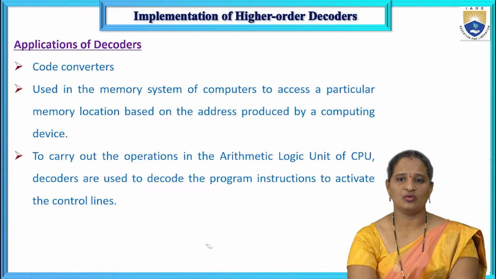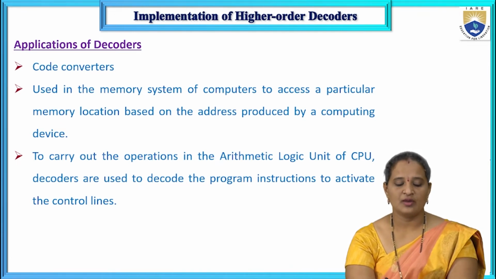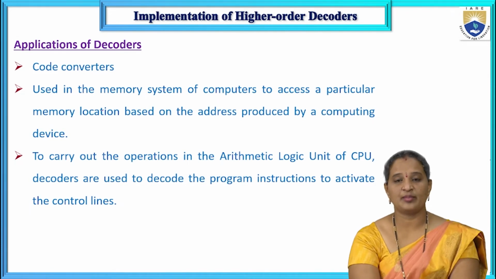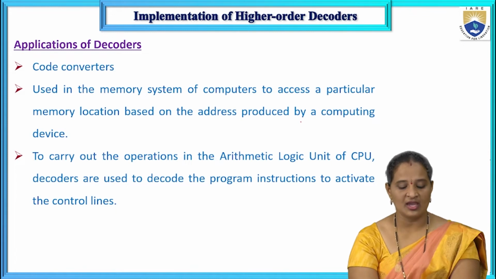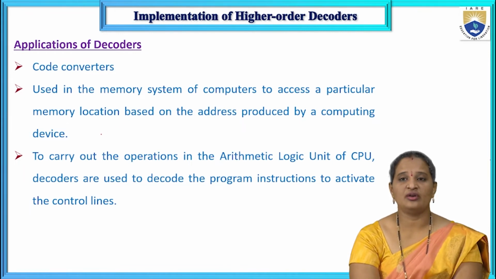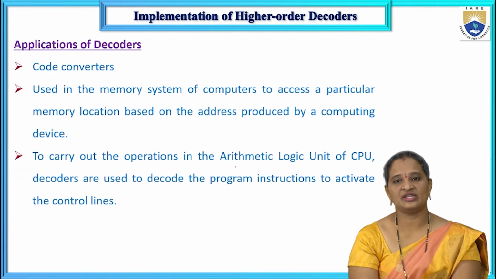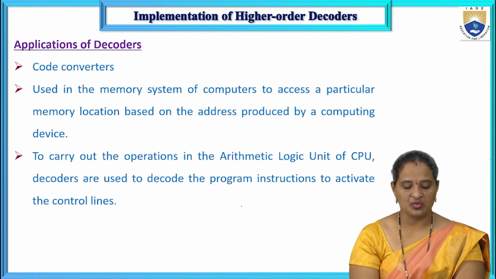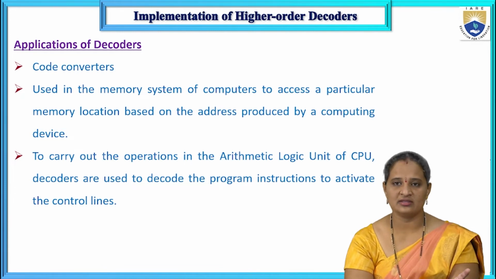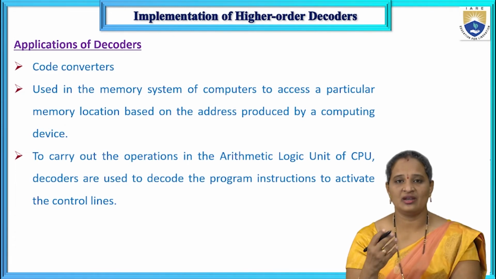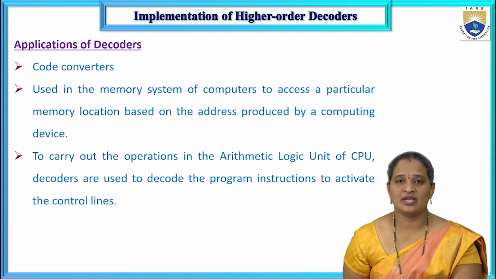Now, what are the advantages of decoders? Where can we use them? What are the applications of decoders? We can use decoders in the design of code converters, and in the memory system of computers to access a particular memory location based on the address produced by the computing network. That means address decoding, mostly used in microprocessors. To decode the address of a memory location, we always use decoders. One more application is carrying out operations in the arithmetic logic unit of the CPU. Decoders are used to decode program instructions to activate the control lines. So not only decoding the address of a memory location, they are also used to decode programming instructions such that control lines are activated. These are the major applications of decoders.